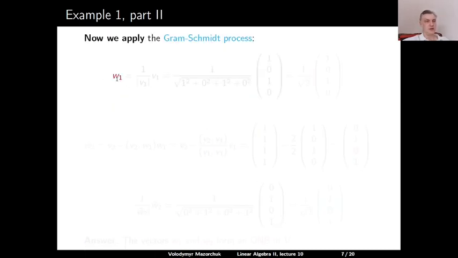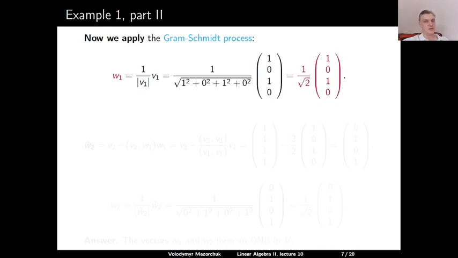The vector W1 is by definition V1 divided by the length of V1. So V1 is 1, 0, 1, 0. So its length is the square root of 1 times 1 plus 0 times 0 plus 1 times 1 plus 0 times 0. So its length is the square root of 2. So we will get the vector 1 divided by the square root of 2 times 1, 0, 1, 0.